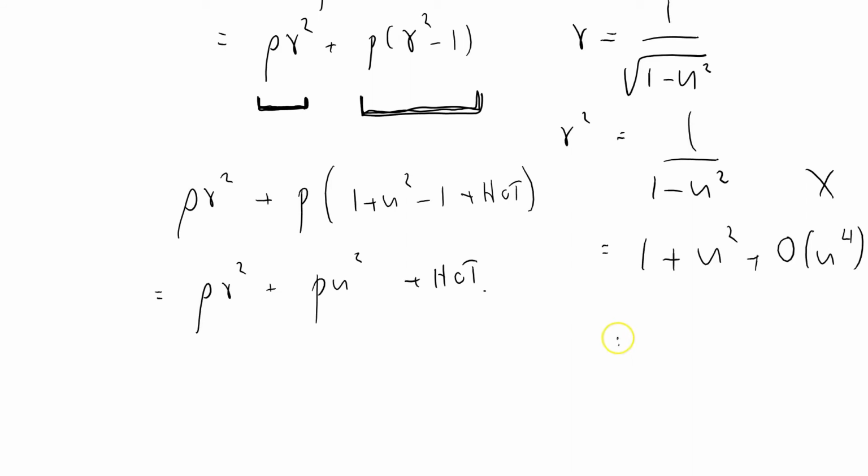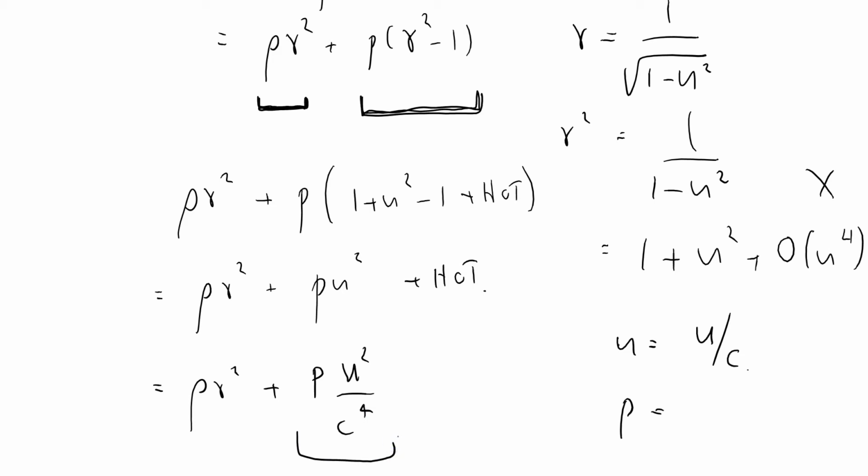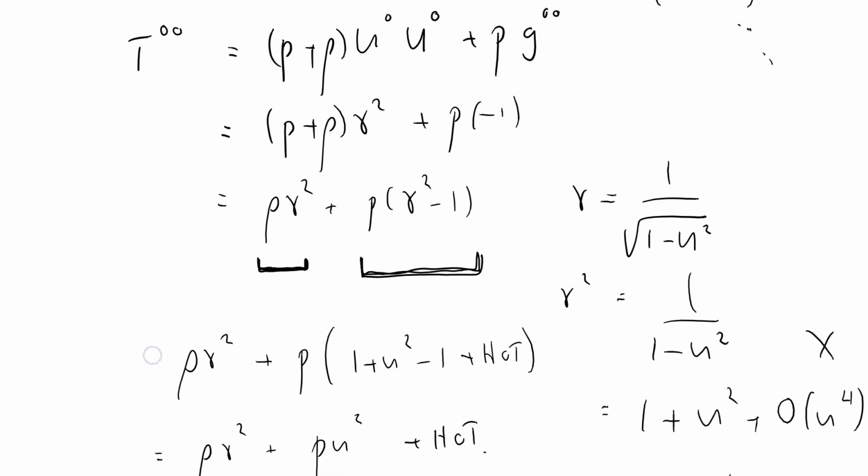Of course, u, you've got to remember, is your normal classical velocity over the speed of light. So if I put the units back in, we've got rho gamma squared plus, and of course p in normal units is p over c squared, so it's p u squared over c to the 4 if I want to put the units in. So this term is a very, very, very small correction. I don't really have a classical gloss on this term. It is what it is. It's a small correction term that you get when you put the transformation laws in. Okay, so that's T0,0.